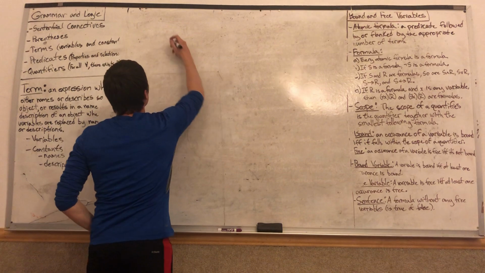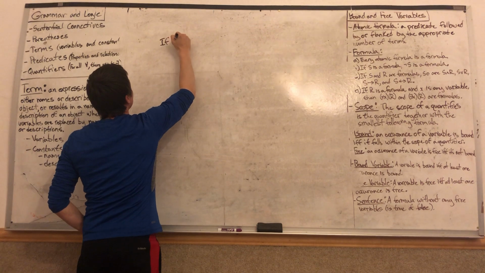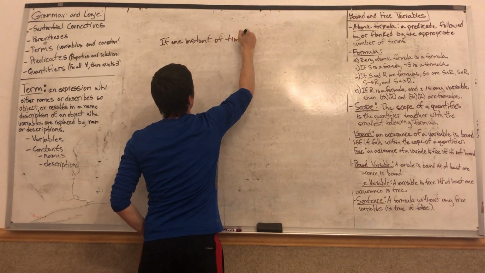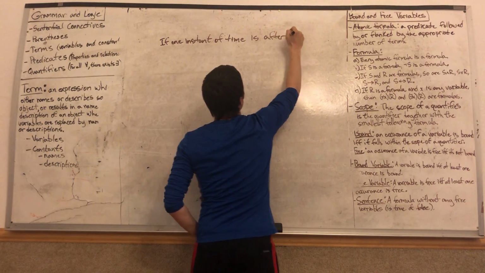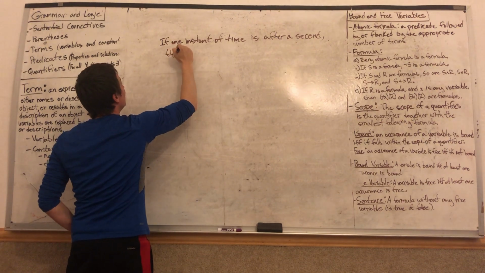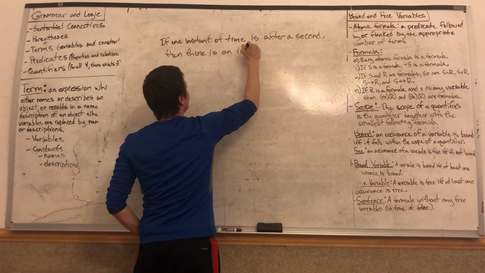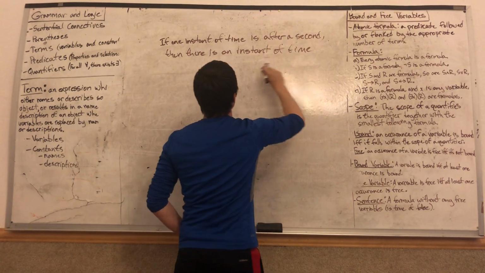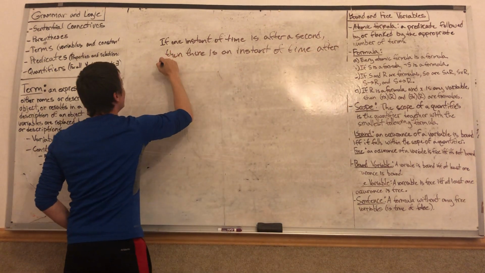Someone want to read the sentence to me? The bottom one. If one instant of time is after a second, then there is an instant of time after the second and before the first. You've got to go slower. If one instant of time is after a second, then there is an instant of time after the second and before the first.